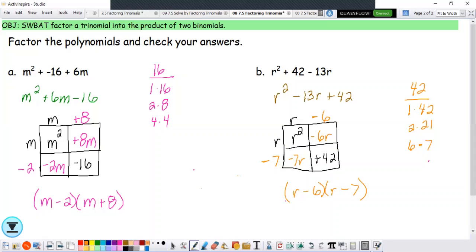So another thing to keep in mind when factoring trinomials is to make sure that the trinomial is written in standard or general form, with the largest degree first and the constant last, and it's written in descending degree order in between.